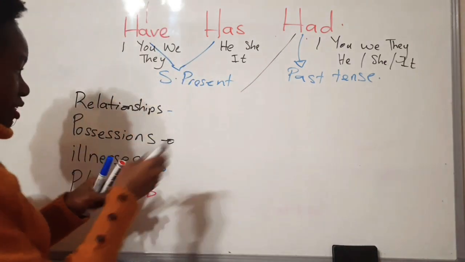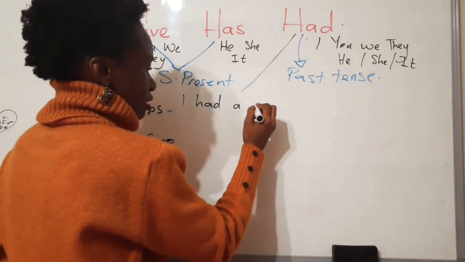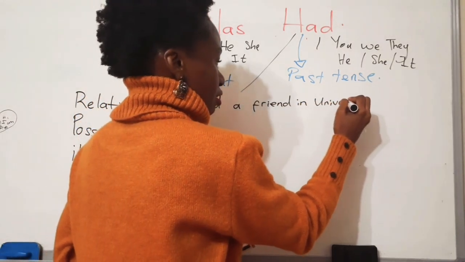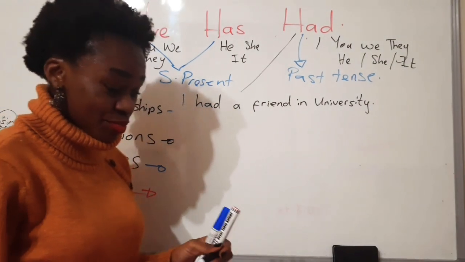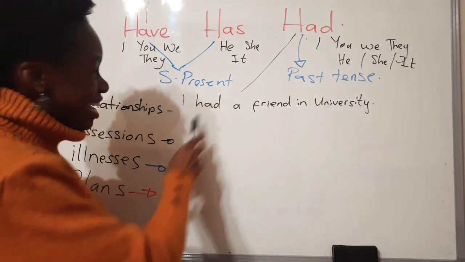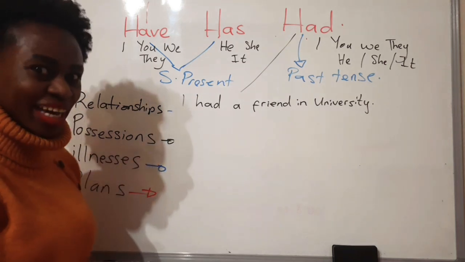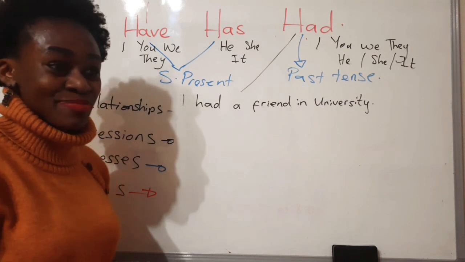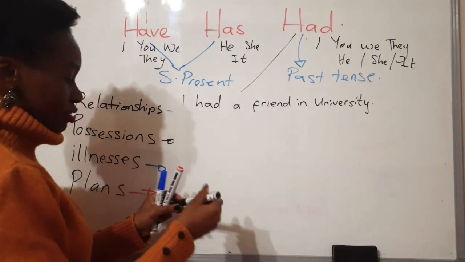So for example, for relationships, I had a friend in university. Now, I don't have the friend. Maybe we are no longer friends. We are not friends anymore. I had a classmate. That was a relationship we had. I had a boyfriend. I had a girlfriend. So we no longer have this. That was in the past. So I had a friend in university.